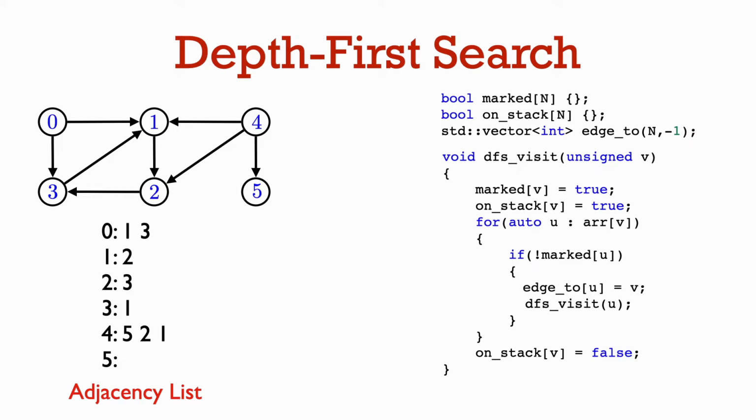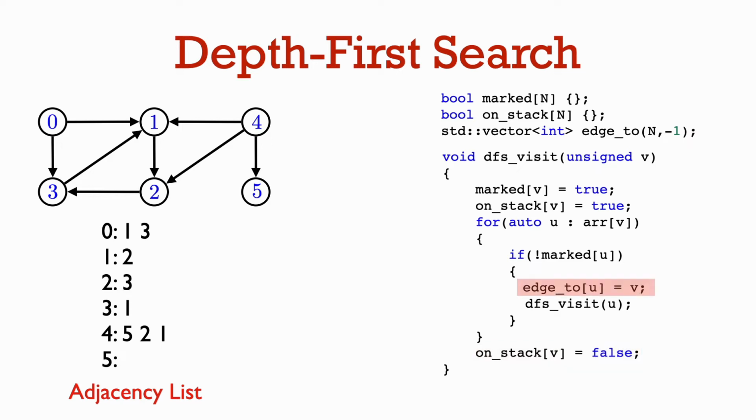Let's go over the changes to the code now. When we start DFS visit on a vertex V, we set the corresponding entry of onStack to be true. And when the call to DFS visit on vertex V terminates, then we set the entry to be false.